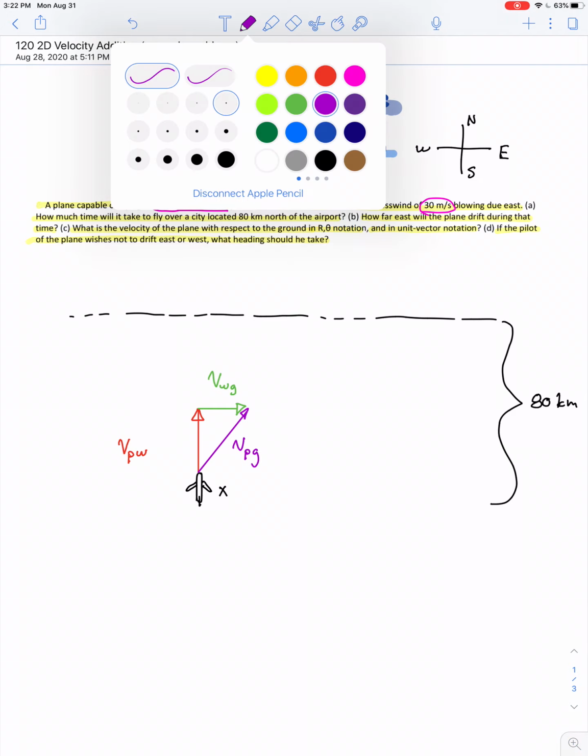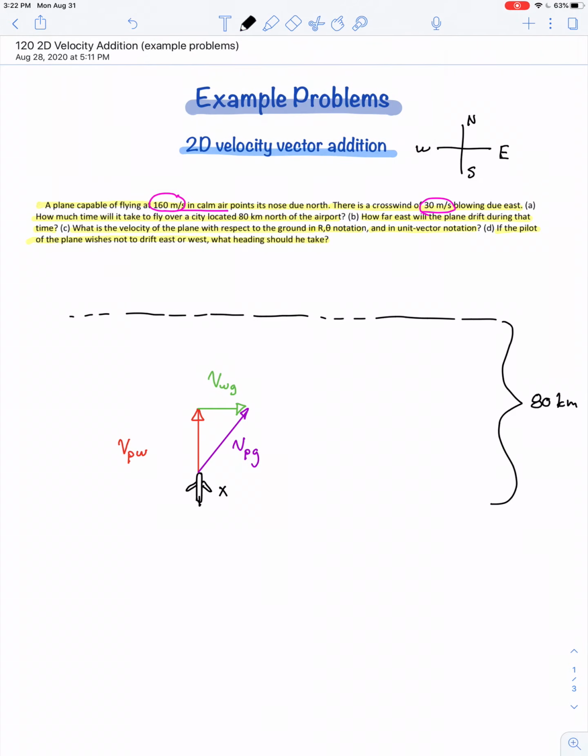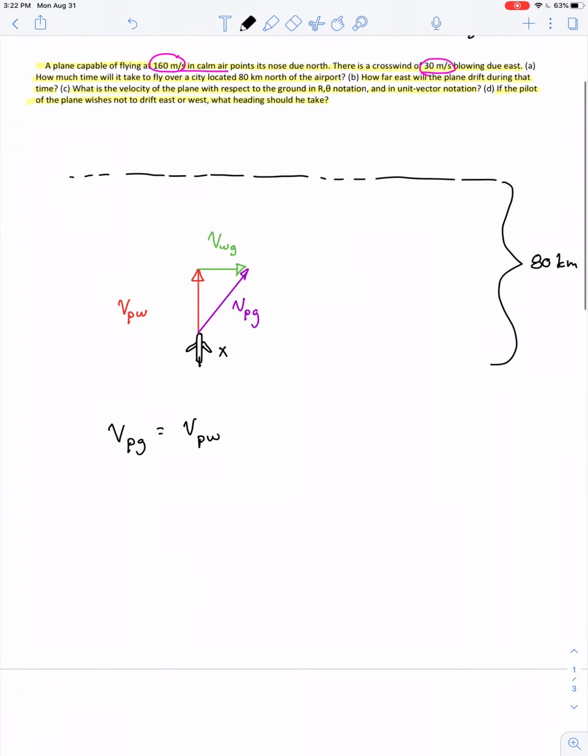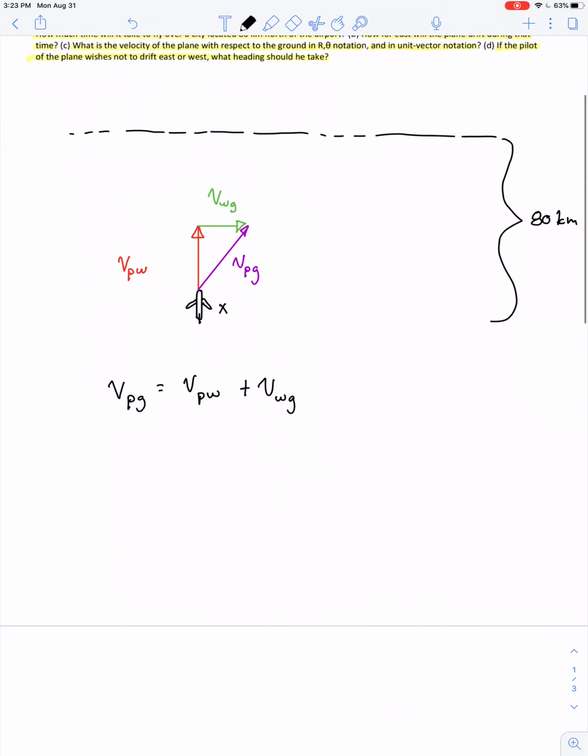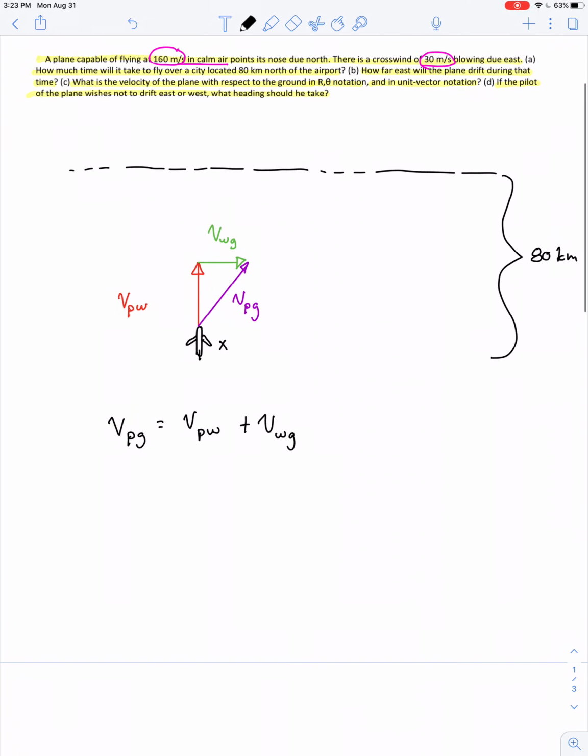We can state that as an equation. The Galilean Transformation tells us the velocity of the plane with respect to the ground is equal to the velocity of the plane with respect to the wind plus the velocity of the wind with respect to the ground. So let's state all of this in unit vector notation to start with. Okay, so it's fairly simple.